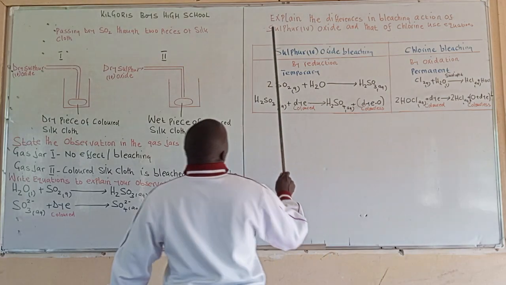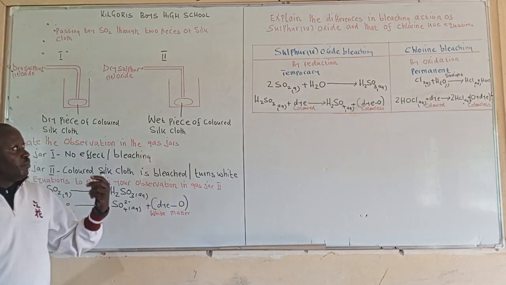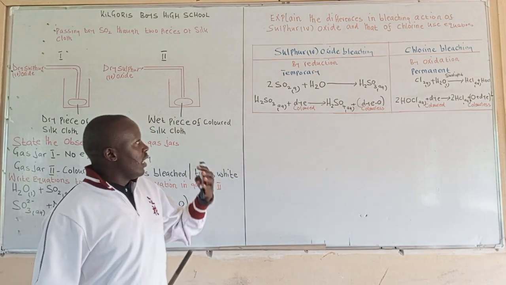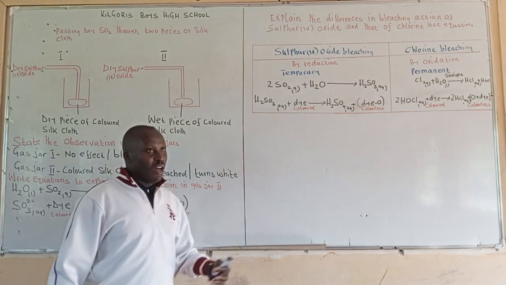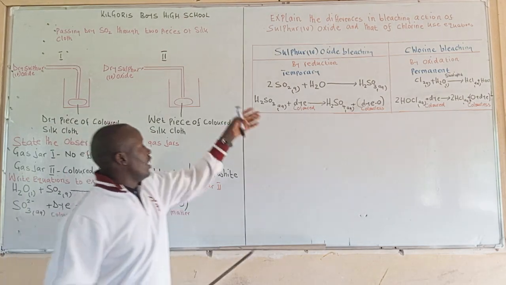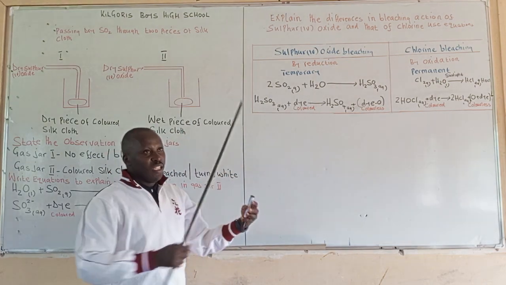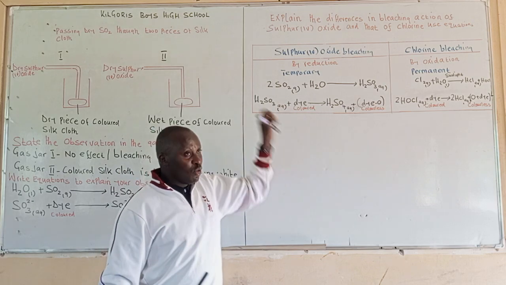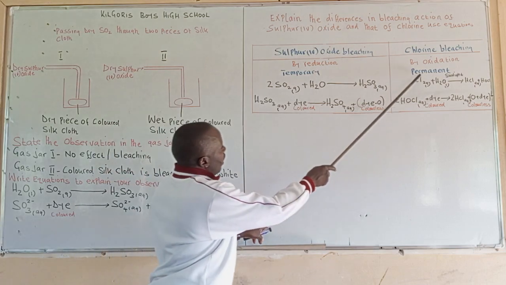Now explain the differences in the bleaching action of sulphur and of chlorine. Chlorine bleaches by oxidation, that is the addition of oxygen, and sulphur bleaches by reduction, that is the removal of oxygen. The bleaching by sulphur is temporary, because in the presence of sunlight, which acts as a catalyst, the oxygen is regained. The bleaching by chlorine is permanent.